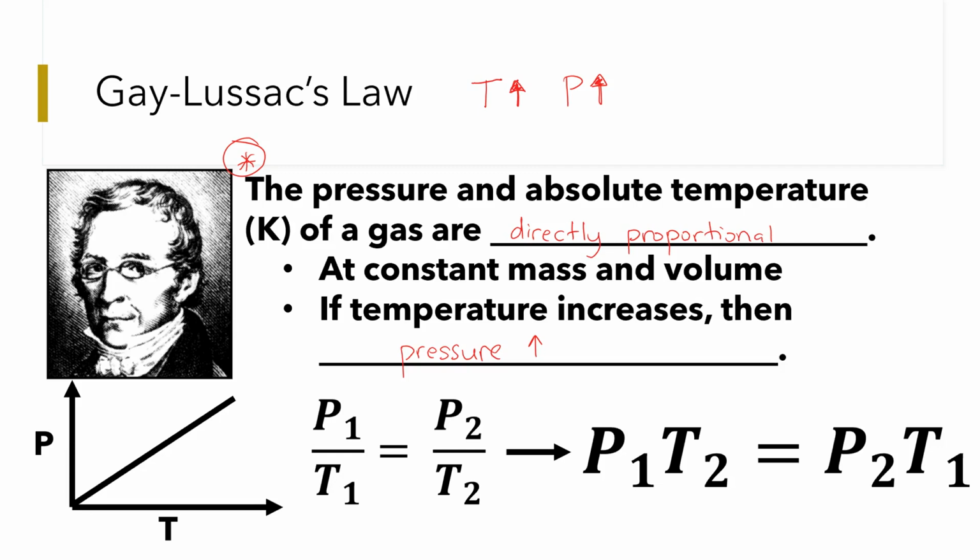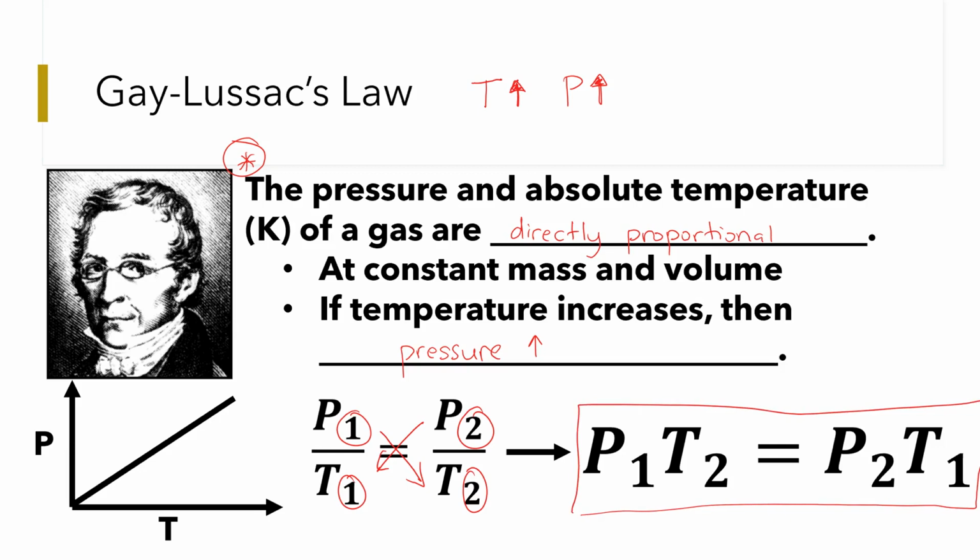Now let's set the constants to 2 different conditions. Those are conditions 1 and then conditions 2. So if I cross multiply, I get rid of the fraction, and I get Gay-Lussac's law or equation: P1 times T2 equals P2 times T1.